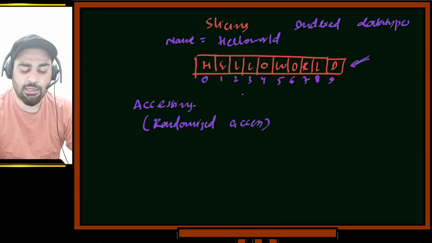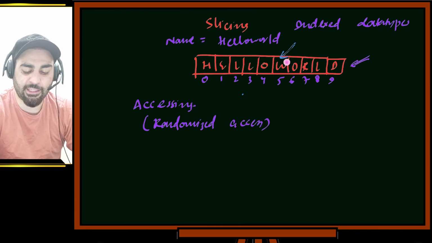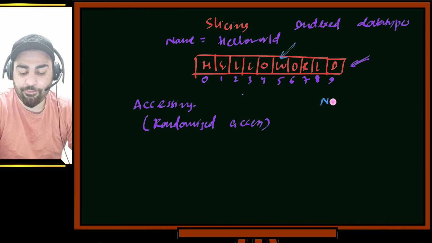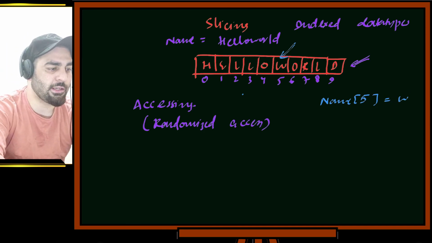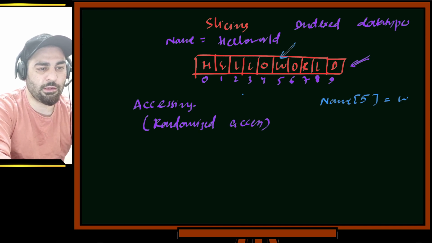In randomized access, let's suppose you want this 6th character, or in terms of computer science the 5th character. You can just write name, and in the braces write this 5, and this will return W. Let's just do it on the coding window so that this is clear to you. Just showing you the coding screen again.